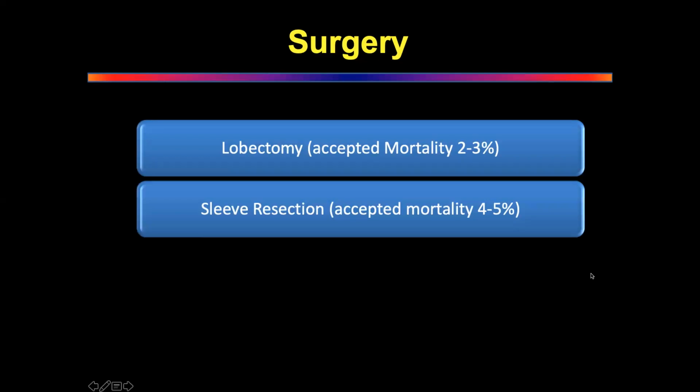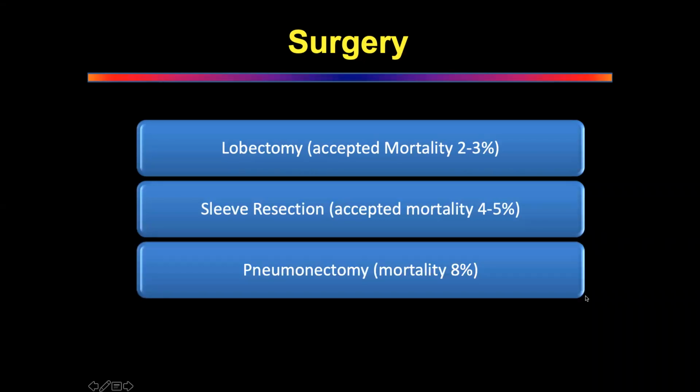Okay. What is another operation you can do in these locally advanced tumors? Yeah, pneumonectomy. What is acceptable mortality for a pneumonectomy? 10%. 5 as well. Actually, the literature says 8%. Okay, so between 5 to 8% is acceptable for pneumonectomy.